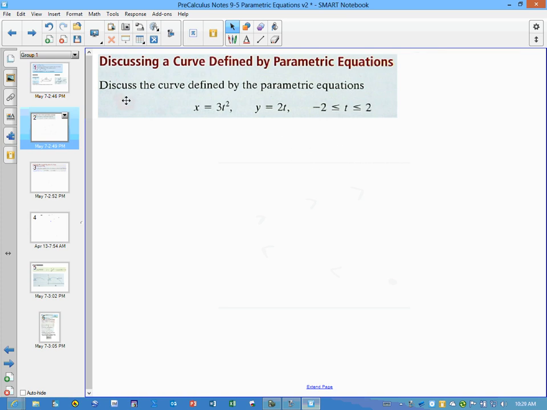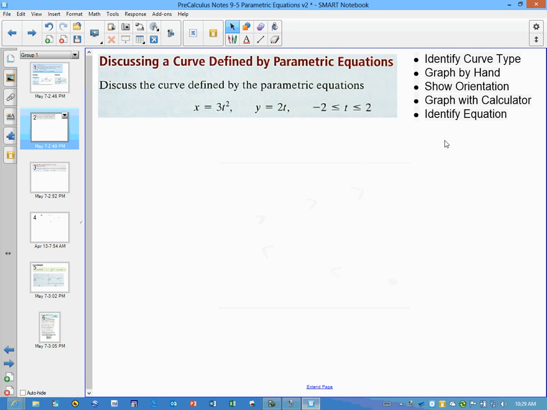Now, when we discuss the curve, there are 5 things we need to do to accomplish a full analysis of these parametric equations. First, we're going to identify the curve type, graph it by hand, show the orientation, graph with the calculator, and identify the equation. That is the rectangular equation that is equivalent to the parametric equations. And that last step is typically the hardest one, so we'll do that one last. As a matter of fact, we're actually going to do the second step first. We're going to graph it by hand.